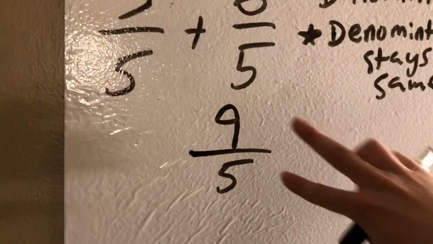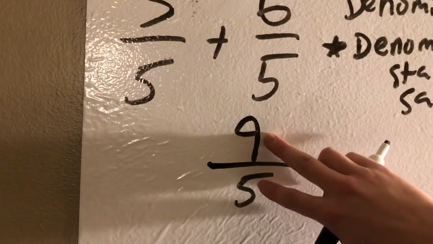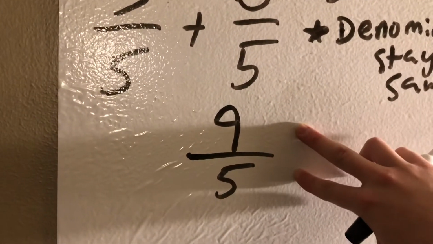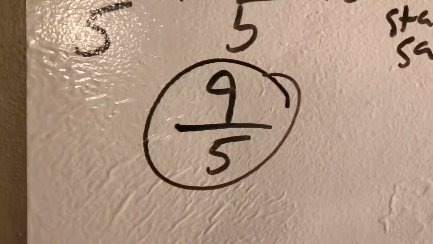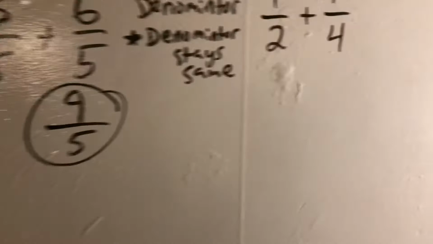Now I can ask myself, can I simplify this? Can I divide both 9 and 5 by the same number and get a perfect whole number for both? No, I cannot. 9 over 5 will be my final answer there.